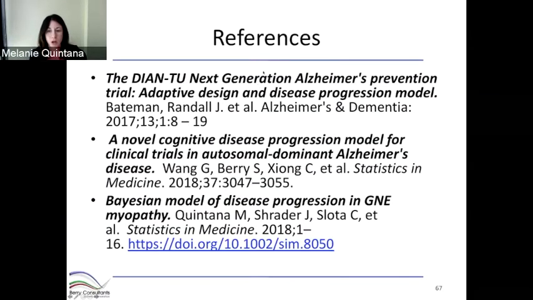So the first two are for the Diane trial. One is about the design and the other is about the analysis method that we used. And the latter is about the GNE Myopathy analysis method that we used. And I have about 5 minutes, so I'll take any questions that you might have, either in the chat window or if you want to go off mute.